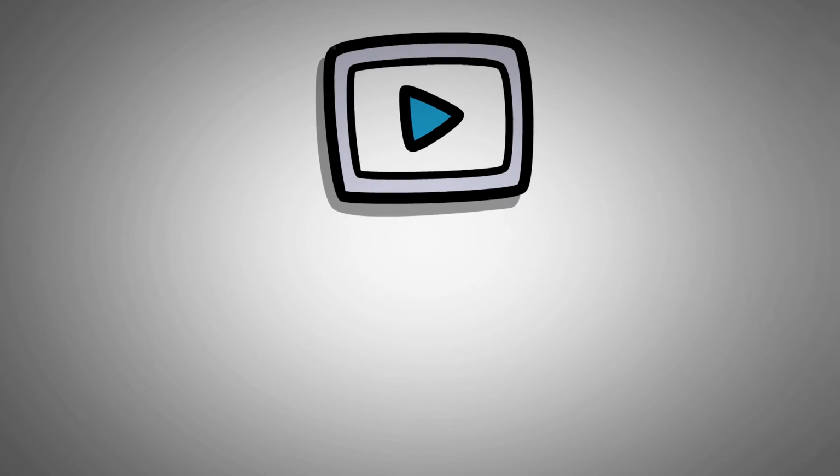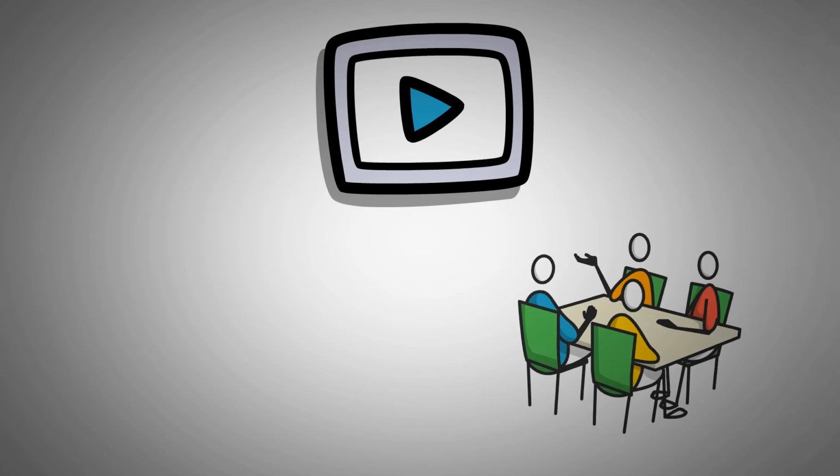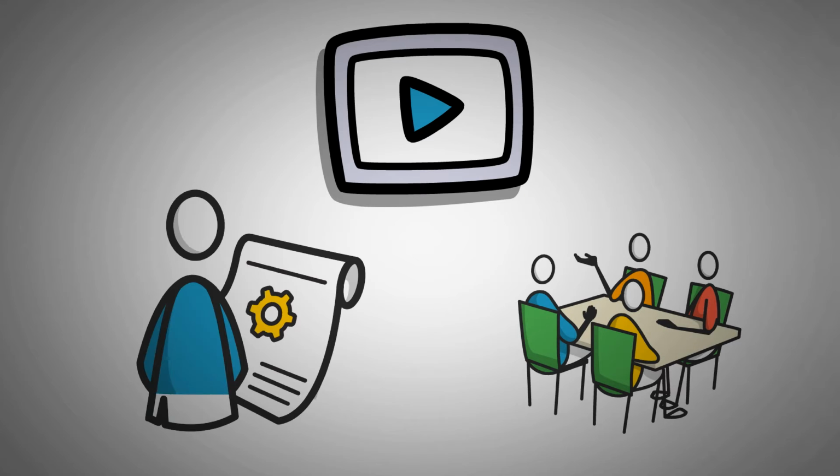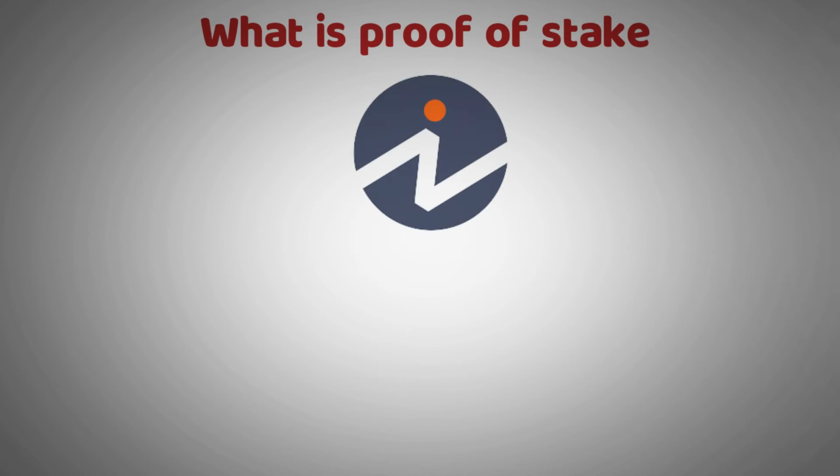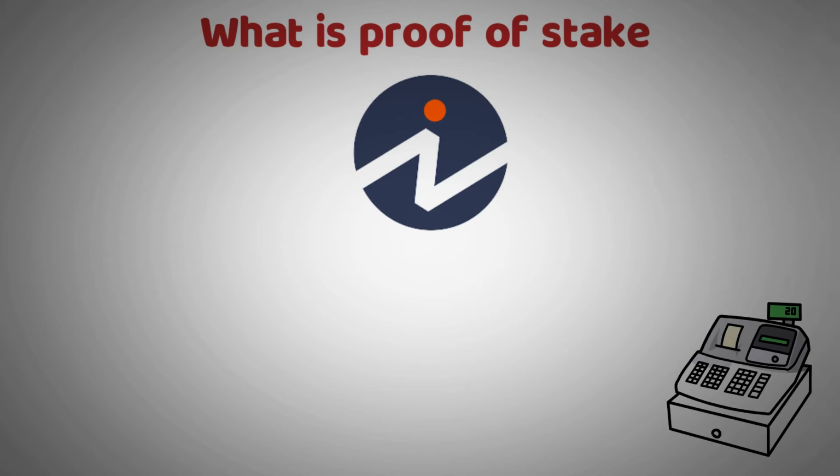In this video, we'll discuss the proof-of-stake protocol and how it works, and the pros and cons of the protocol. So let's get started. What is proof-of-stake? According to Investopedia.com, proof-of-stake is a cryptocurrency consensus mechanism for processing transactions and creating new blocks in a blockchain.